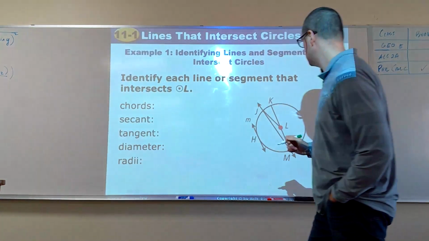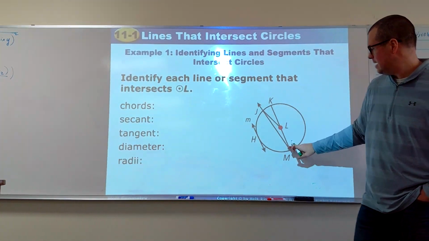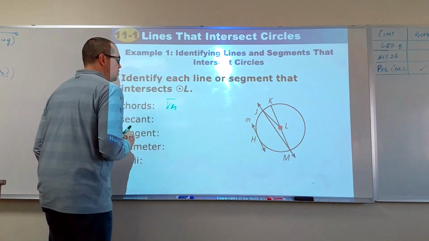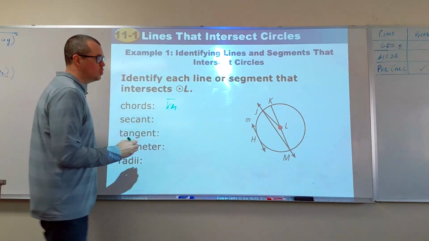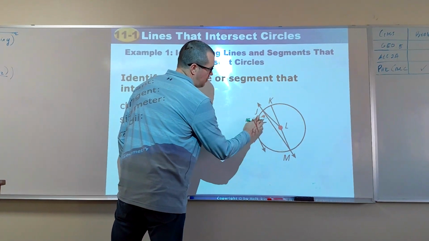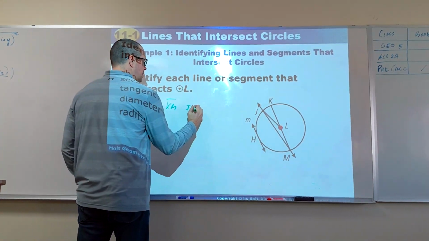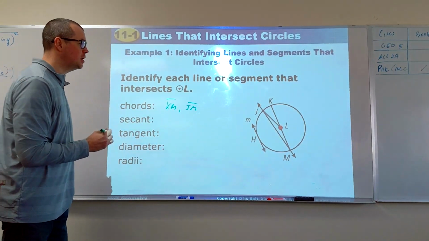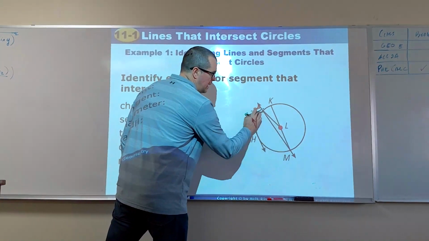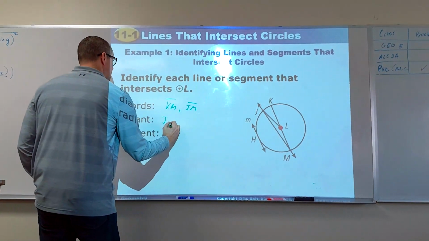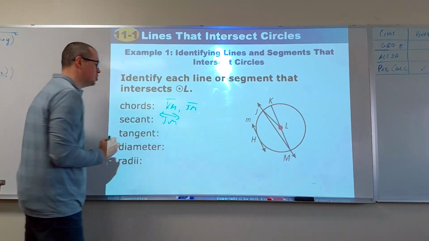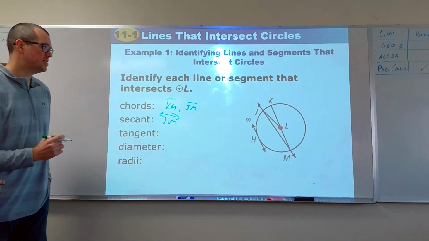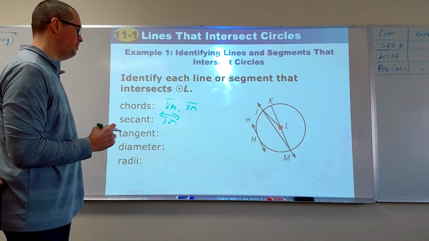Okay, chords. Well, I can see that KM is a chord. So a chord would be a line segment. You could also say JM, the segment part of it, is also a chord. Secant, that's a line that hits 2 spots. So JM would be a secant, but you'd want to make sure you put a line above that. Okay, I don't see any other secant lines in that circle.